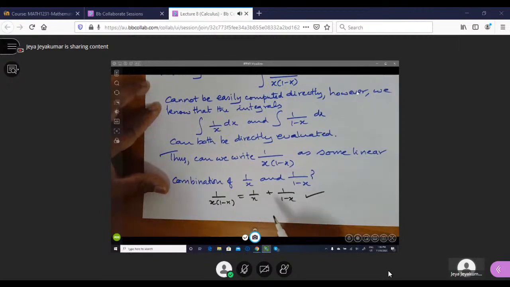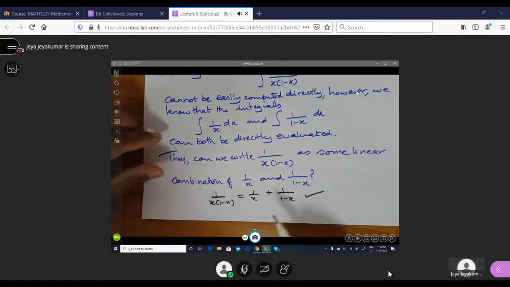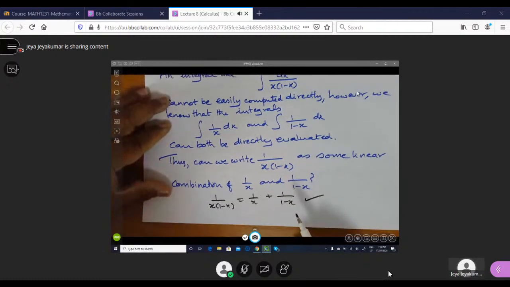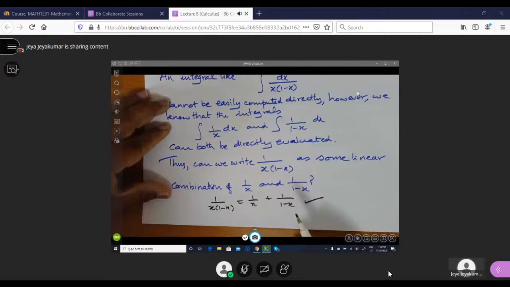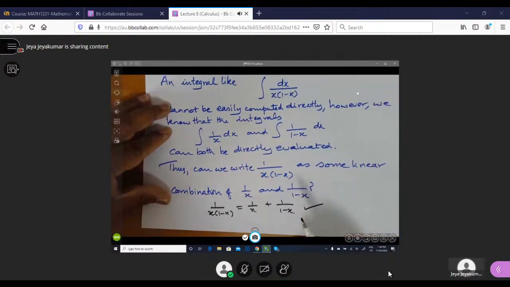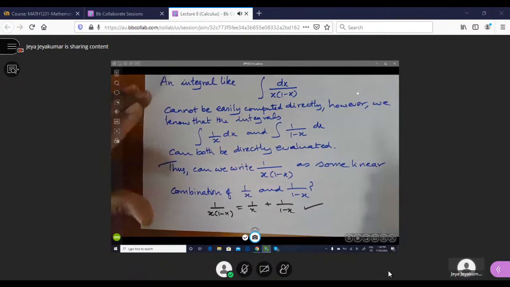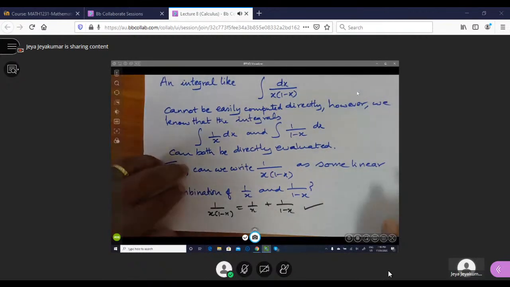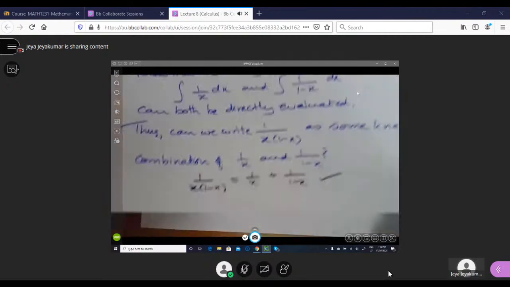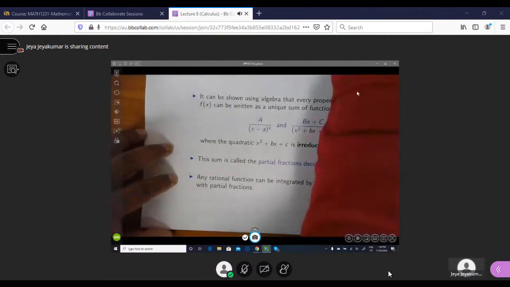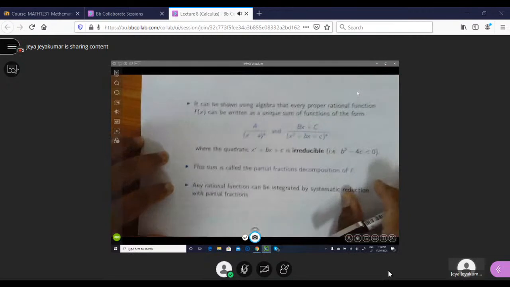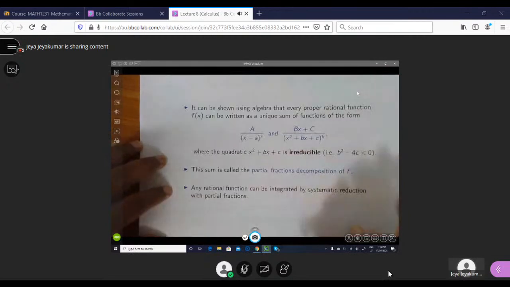The question is whether we can do this for any proper rational function or not. Yes, the answer is yes. And that's where the algebra plays a role. So there's a theorem in algebra which says that any proper rational function can be decomposed or expressed in terms of some simple fractions. So here's the slide. You don't have to remember these. You will look at some examples later on.